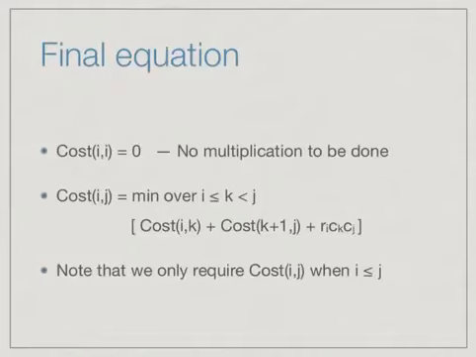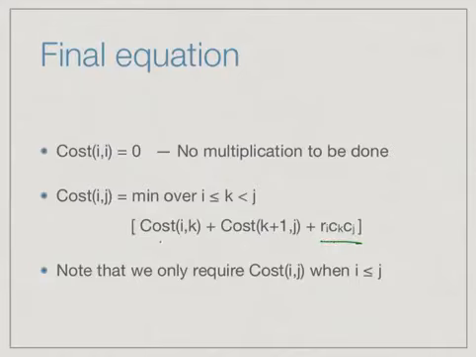So the base case: if we are just looking at a segment of length 1, supposing we just want to multiply one matrix, from 1 to 1 or 3 to 3 or 7 to 7, nothing is to be done. It's just the matrix, there's no multiplication, so the cost is 0. So we can then write out this cost ij equation saying the minimum over k of cost ik plus cost k plus 1 j plus ri ck cj, which is the actual multiplication.